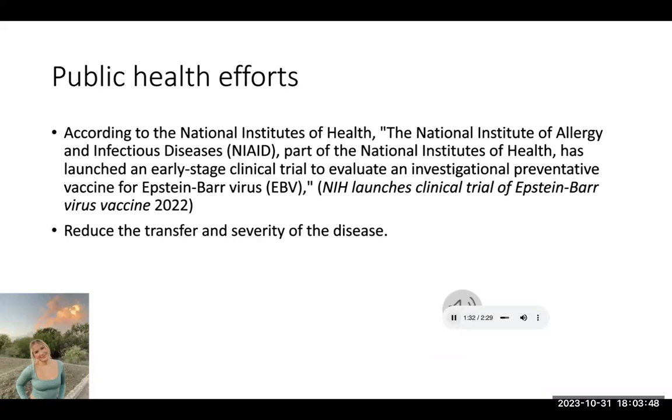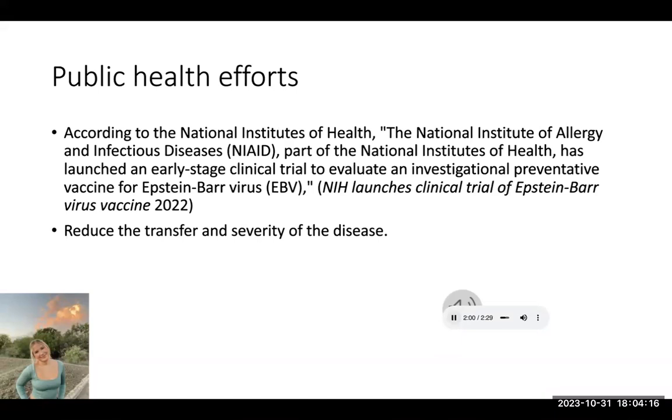This study will enroll 40 healthy volunteer adults ages 18 to 29 years old, half of whom have evidence of prior EBV infection, and half of whom do not. Participants will be given a series of 350 microgram injections of the experimental vaccine in the upper arm muscle, followed by 30 to 60 minutes of observation after each dose.